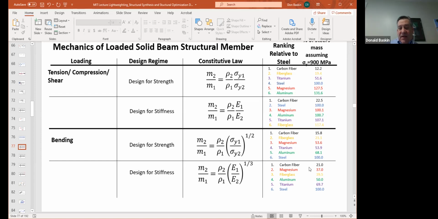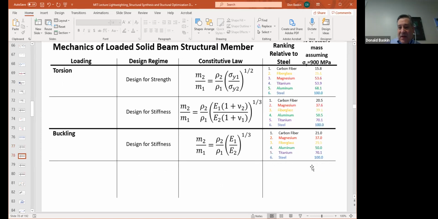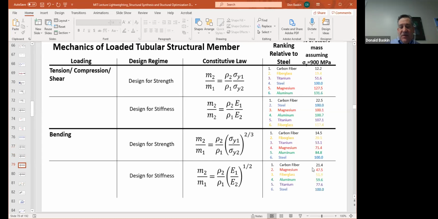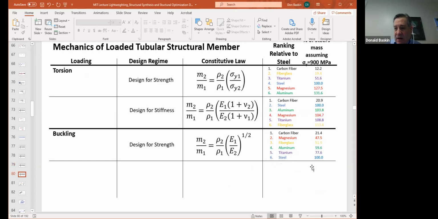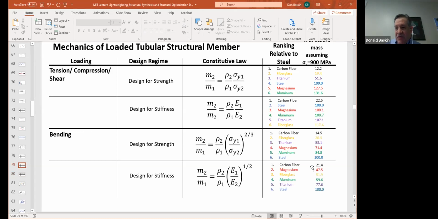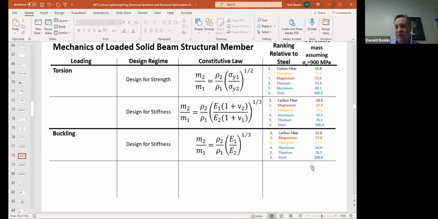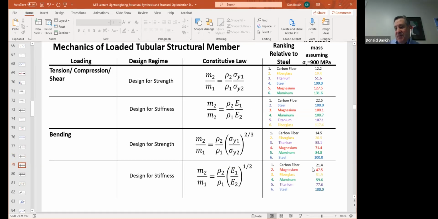Steel does have a fatigue limit, so there is an advantage there, and that's one of the reasons it works well in bicycle frames. Then I derive the rest of these equations for you. I also derive these equations for a tubular member rather than a solid member, and on and on. I encourage you to go look through these tables and see the potential for mass savings that you can achieve depending on which material you use and what your mode of loading is and what your design regime is.